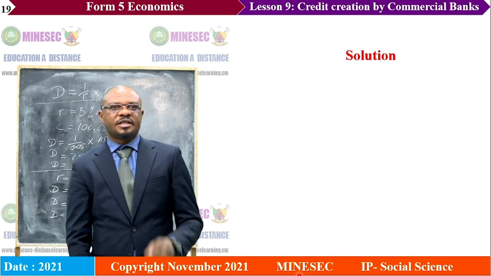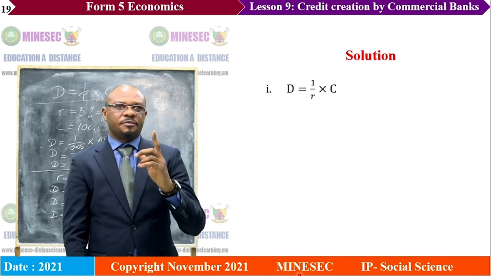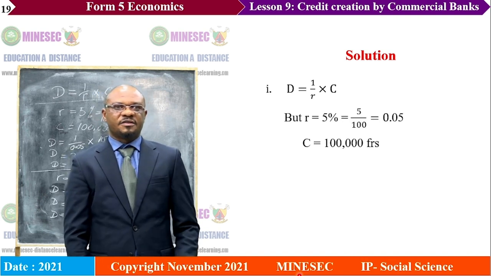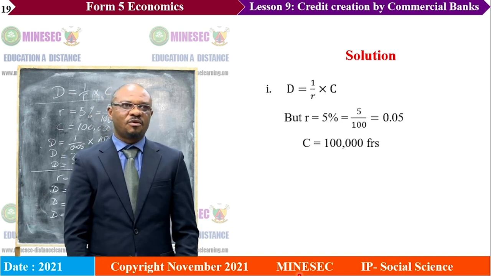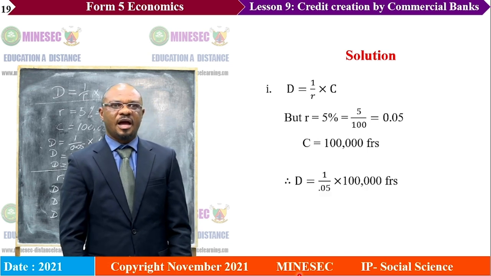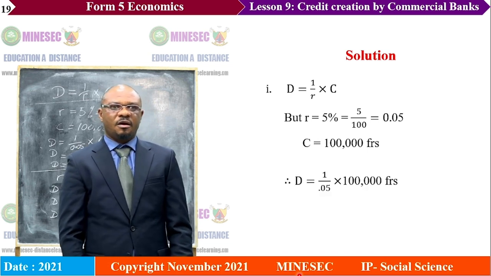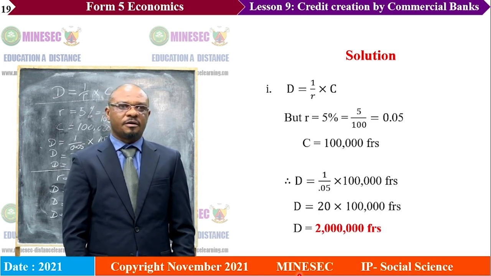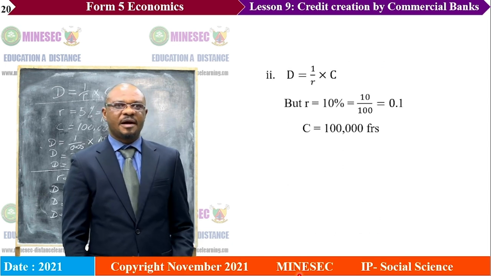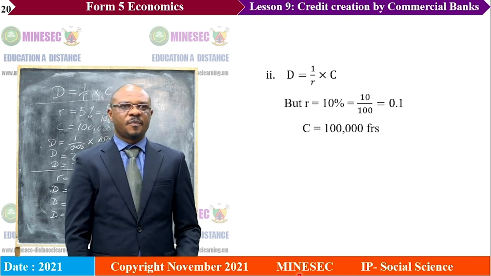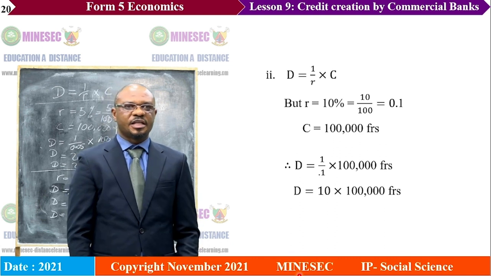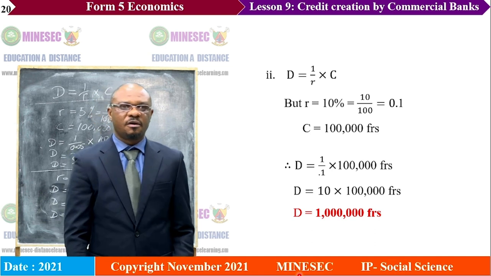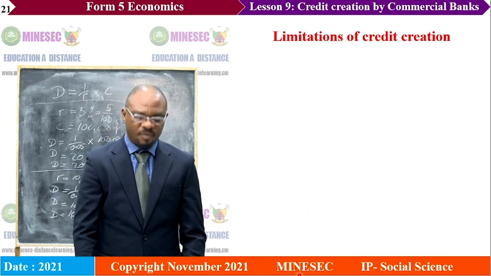Now, if we go through this process again carefully, the formula Z equals 1 over R times C, where R is 5%, C is 100,000 francs, and Z is 1 over 0.05 times 100,000, that gives 2 million francs. And for the B part, we go through the same process again. We have the deposit expansion multiplier of 10, and that gives a maximum level of bank deposit of 1 million francs.